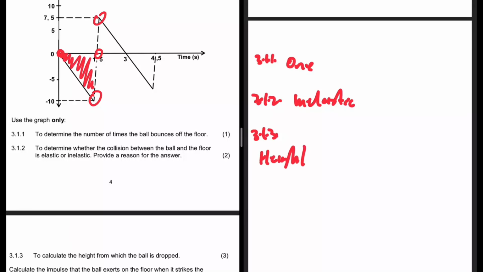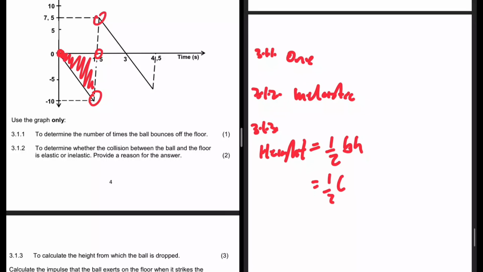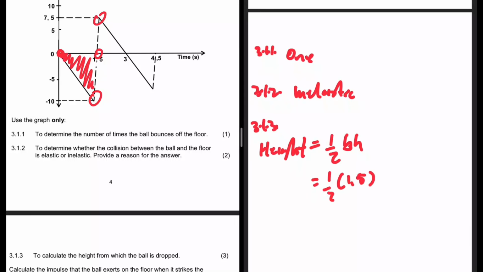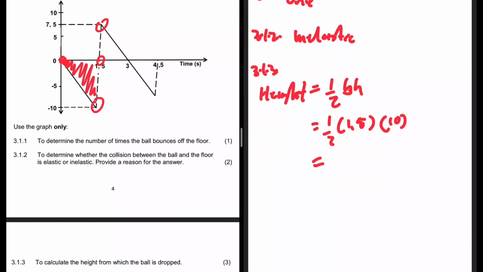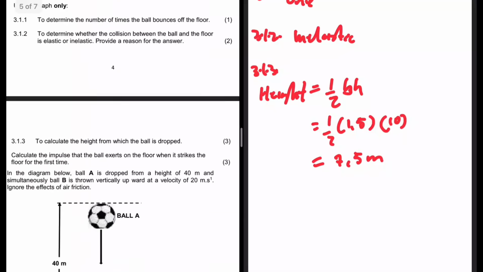So the height will be equal to a half base multiplied by height. Why a half base multiplied by height? Because we have a triangle. So a half, the base is the time, which is 1.5. The height is the velocity, which is clearly 10 as it strikes the ground. This gives us 7.5 meters. So there we go. That is the height. We're not supposed to use equations of motion here. We're supposed to use the area, right? If we're looking for the acceleration, we will calculate the gradient. That is how it works.